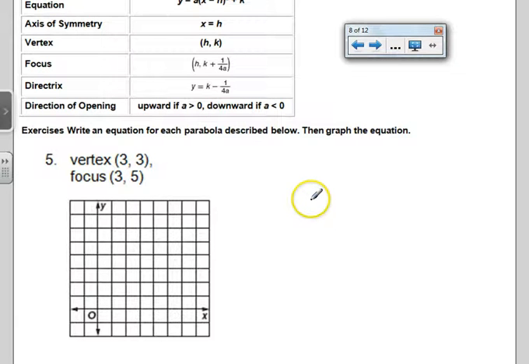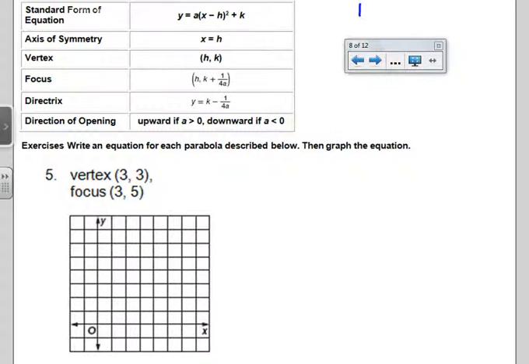This time they give you the vertex and they give you the focus, and your job is to come up with the equation of the parabola. If I know my h and k, that's part of the issue. I also need to know the value of my a for my equation. And this focus point is going to help me calculate the a, because look at how that number is calculated. 5 is k plus 1 over 4a. Remember, this is the h and this is the k.